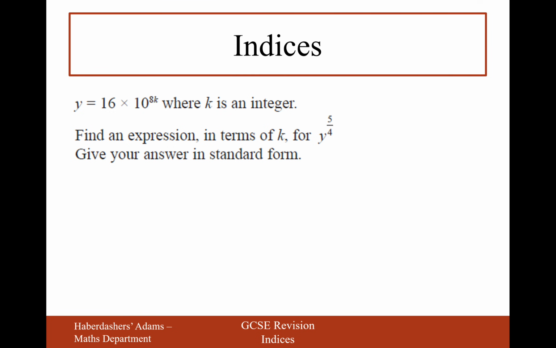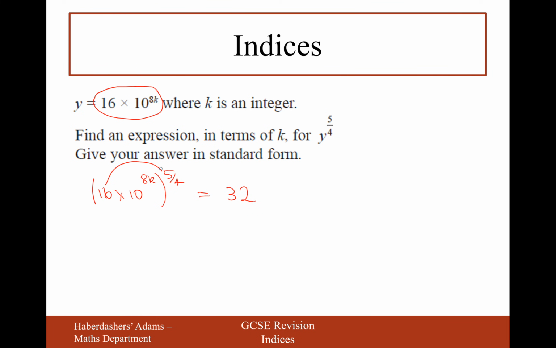Okay, so I need to now make this to the power of 5/4. So it's going to be 16 times 10 to the 8k to the power of 5/4. So I'm going to do the power as normal to the number at the front. So root it by 4, that'll get it down to 2, and then 2 to the power of 5 is 32.